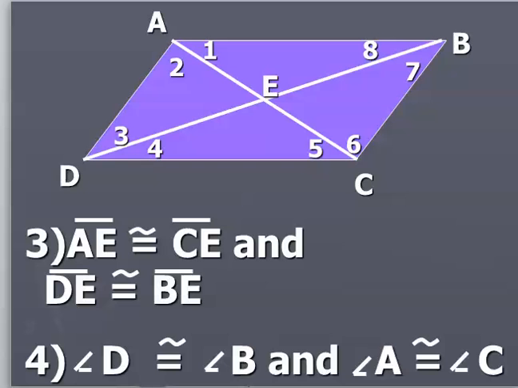Example 3, same picture, and please make sure you draw this picture on your paper so that as we talk about these, you can see where the points are, where the numbered angles are. Number 3 says segment AE, so AE goes from here to here, I'm going to put a single slash, is congruent to segment CE. CE goes from the corner to the center, and I know it's the center because the two halves are congruent. Also, DE is congruent to BE.